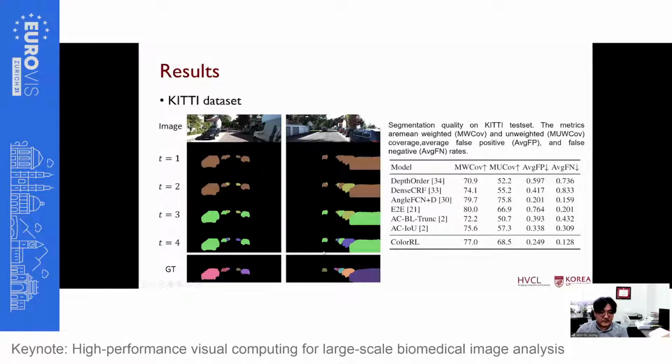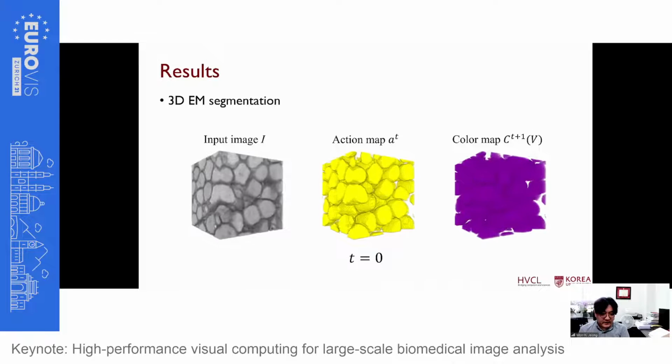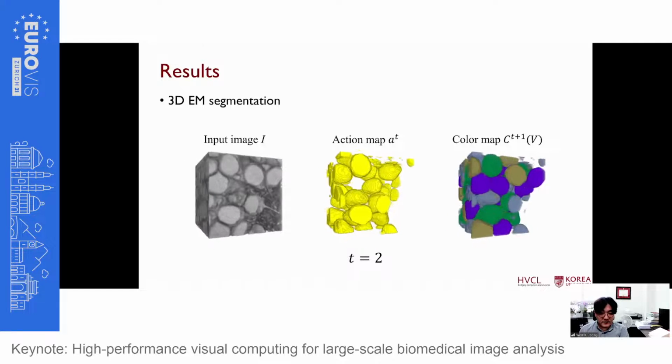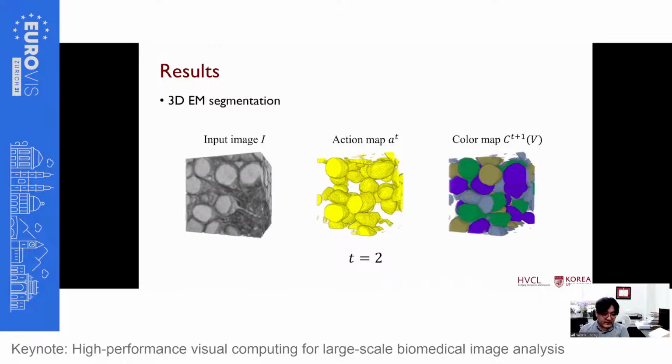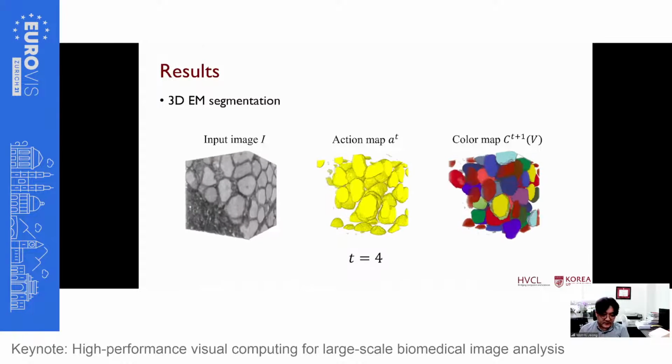And we also tested on the very famous KITTI data set like this. And the last video here, we tested on 3D EM segmentation as well. Although this is a preliminary result, we can see that we can apply this algorithm to 3D connectome data sets as well.